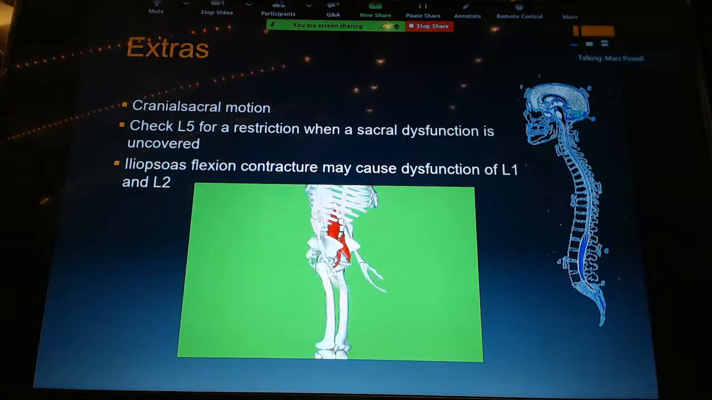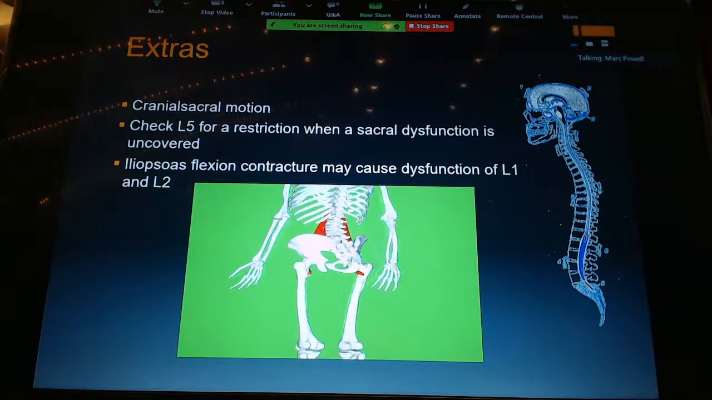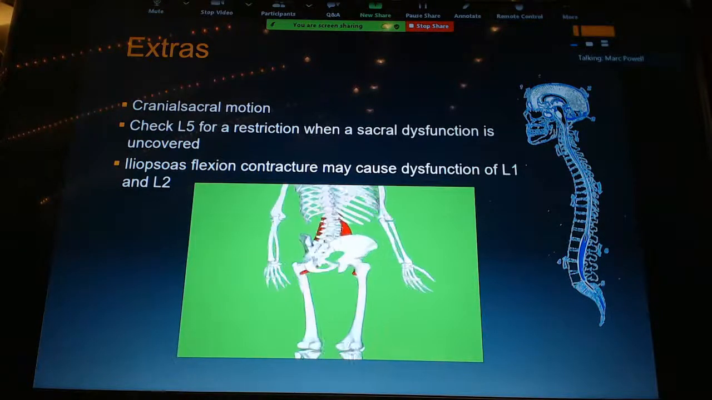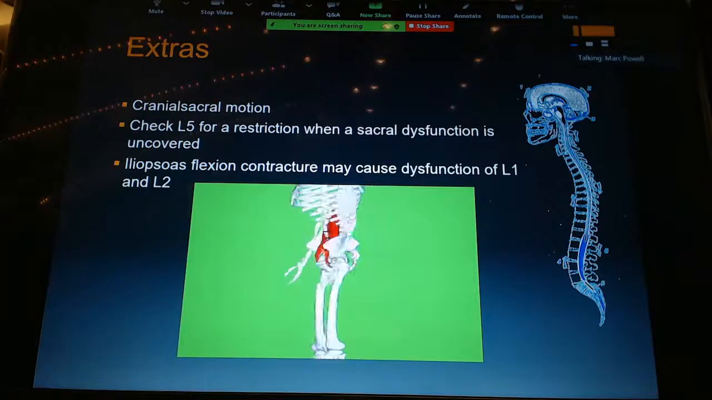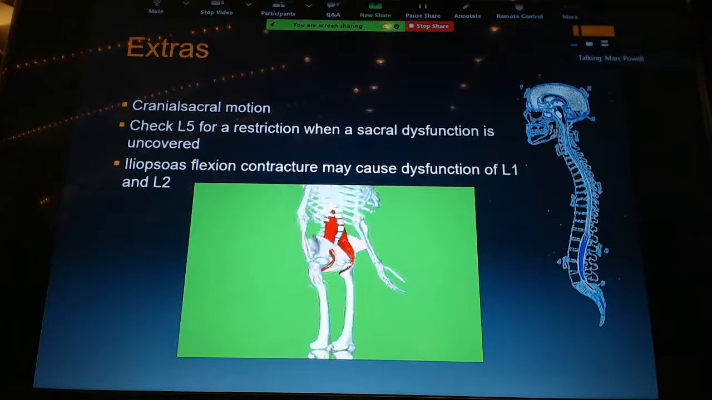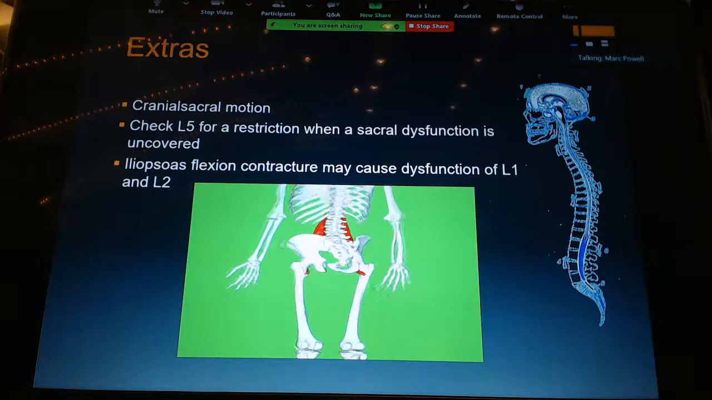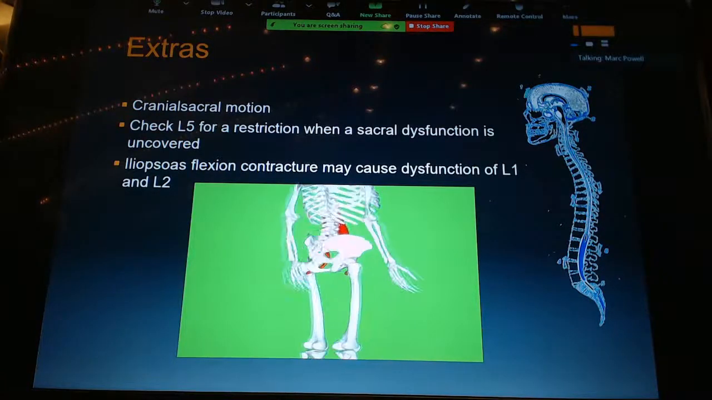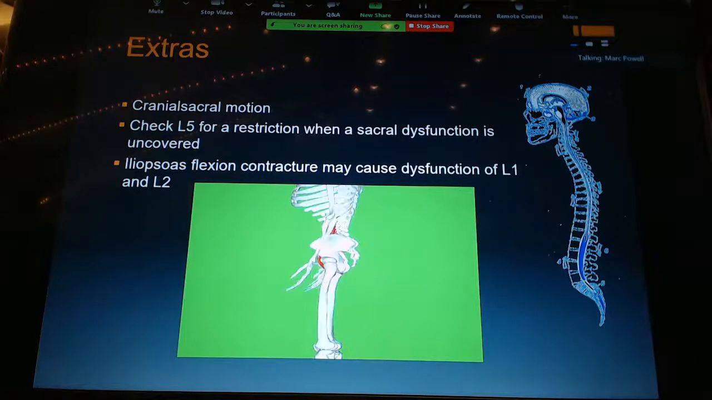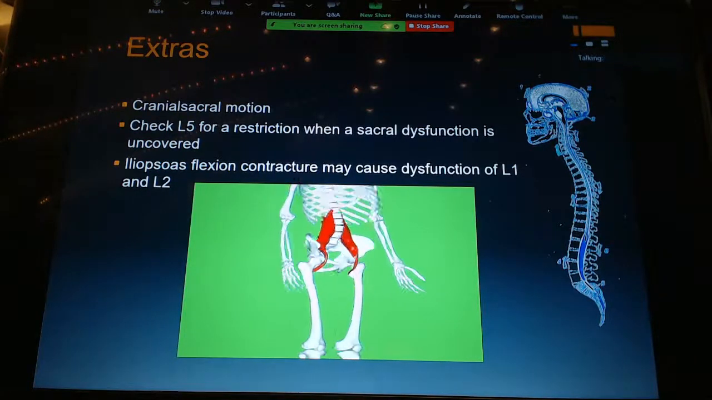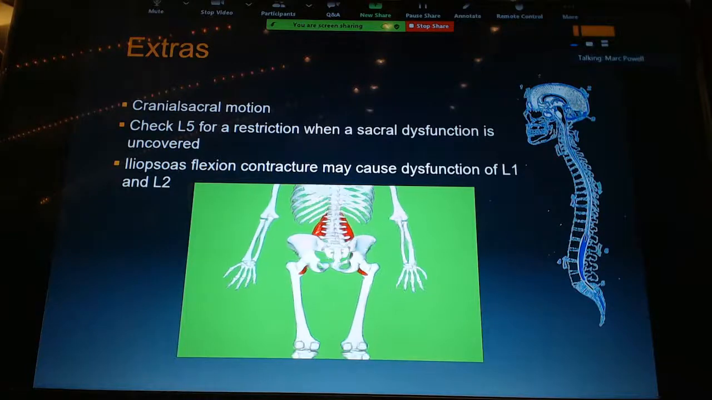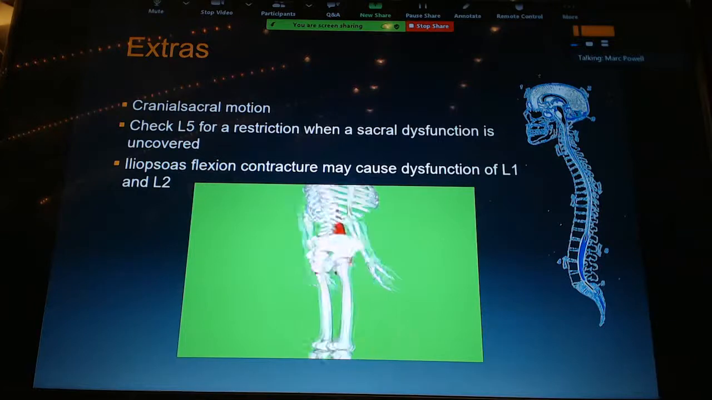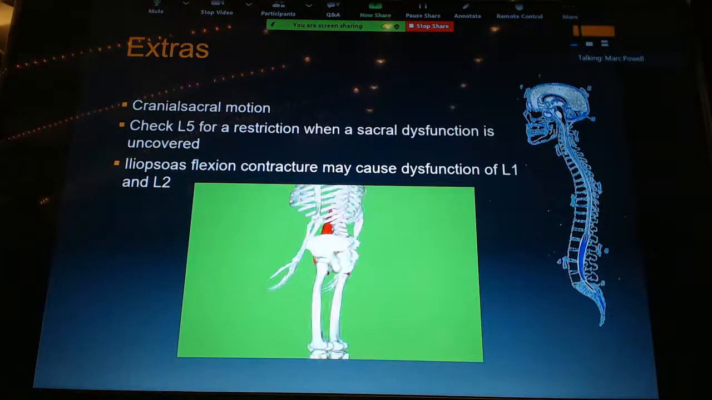Also, making sure that you check L5 for restriction with any sacral dysfunction, because again, you're going to get that rotation. So they could be complaining of low back, but that back is rotated because of the sacrum, not because of L5. Okay? Also remember that iliopsoas flexion contracture may also cause issues at L1 and L2. Why? It's their origin. Right? So you get low back pain upper in the L1-2, not just the sacrum, and what happens? It's all from the front end, and you've been working on the back. So don't forget about those extras.